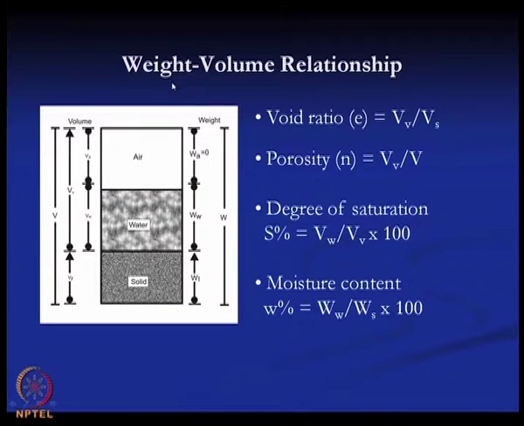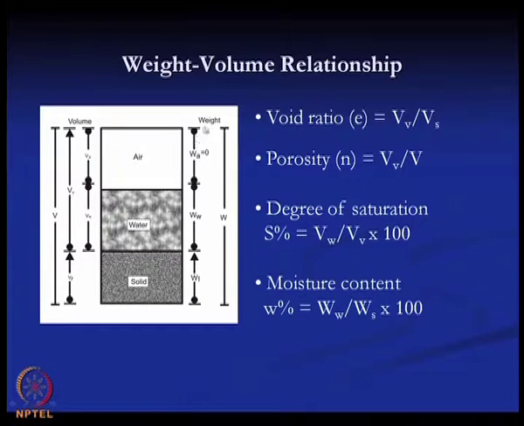Now, next is the weight volume relationship of the soil. As we know, soil is a 3-phase system, that is air, water and solid. From this 3-phase system we can determine different soil properties, and those properties are very important for foundation design. Consider VA the volume of air, VW the volume of water and VS the volume of solid. The water and air are present in the voids in between the solids. So, if we sum these two volumes, that gives us the volume of voids. So, VV will be VW plus VA, and the total volume is V.